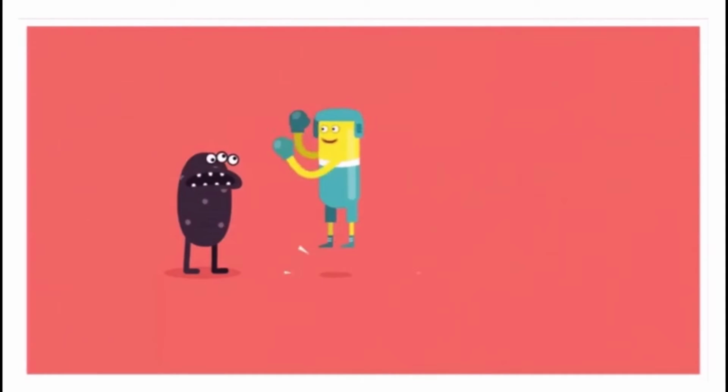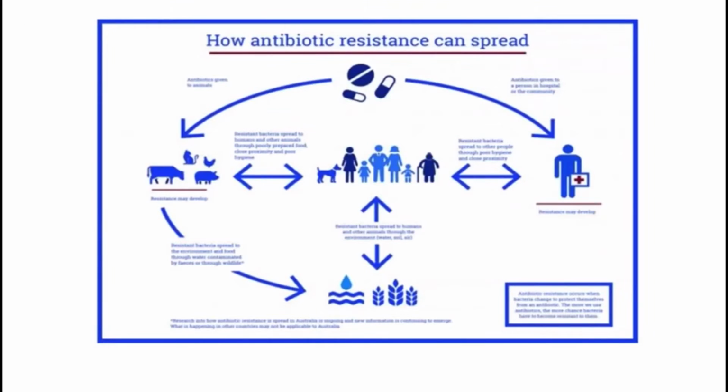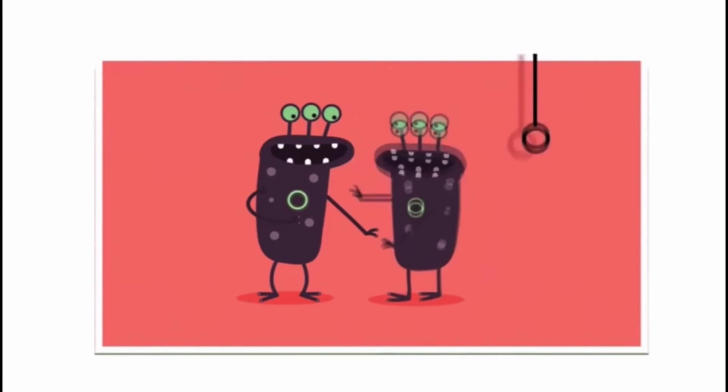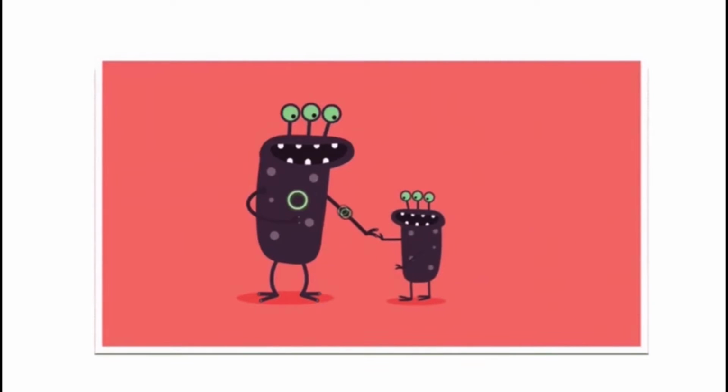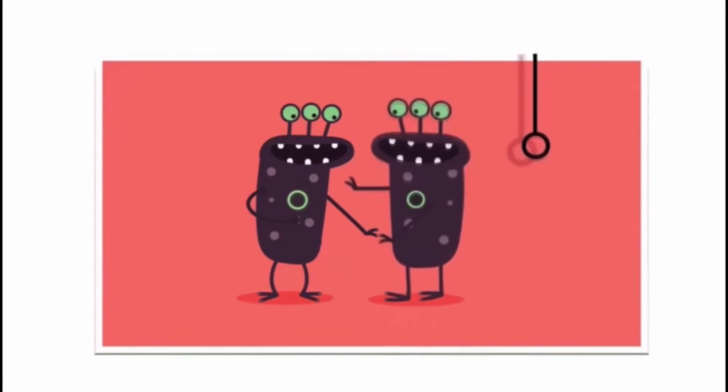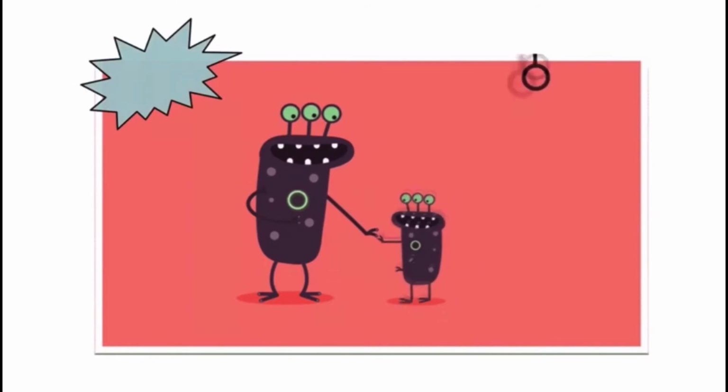There are numerous routes that this bacteria can spread through, including humans, animals, and the environment. Here is a helpful chart. Horizontal gene transfer can occur in both bacteria of the same species and bacteria of different species. There are three significant ways for bacteria to share their genes.